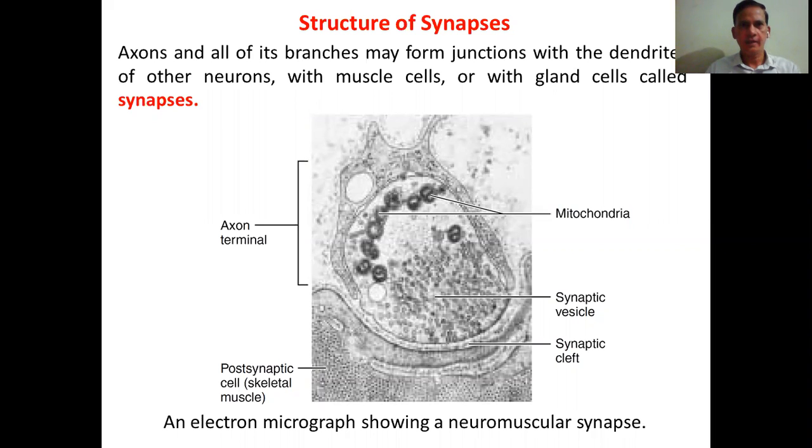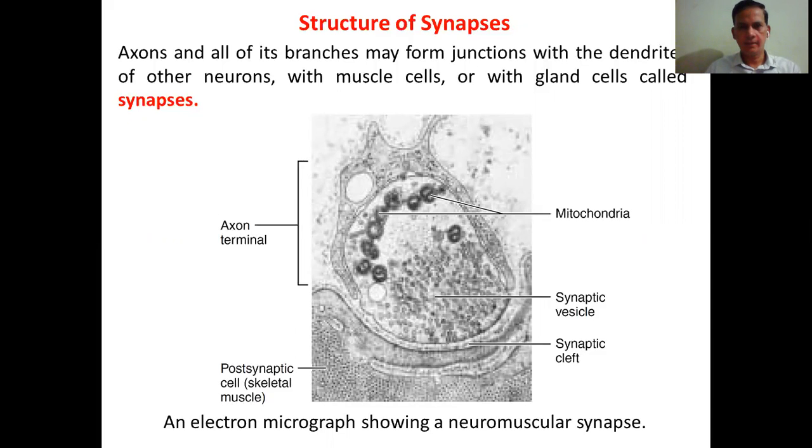So axons and all of its branches may form junctions with the dendrites of other neurons, with muscle cells or with gland cells, called the synapse. So this is basically a connection or a juncture point where two neurons are attached, or a neuron is attached to muscle or other gland cells in order to transfer the impulse.